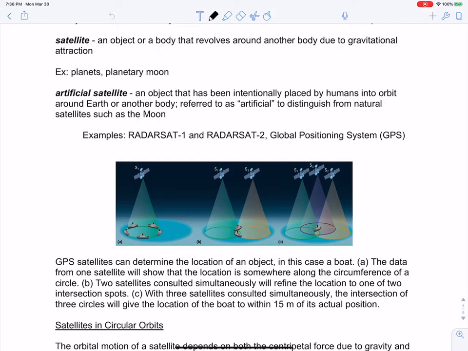Global Positioning System satellites, or GPS satellites, can determine the location of an object, in this case, a boat. The data from one satellite will show that the location is somewhere along the circumference of the circle. Two satellites consulted simultaneously will refine the location to one of the intersecting spots. But with three satellites consulted simultaneously, the intersection of the three circles will give the location of the boat within 15 meters of its actual position.